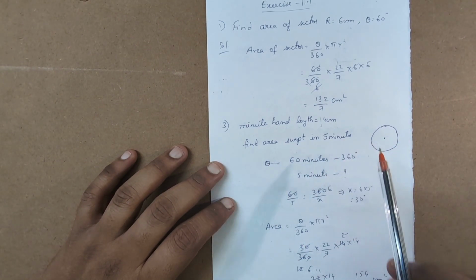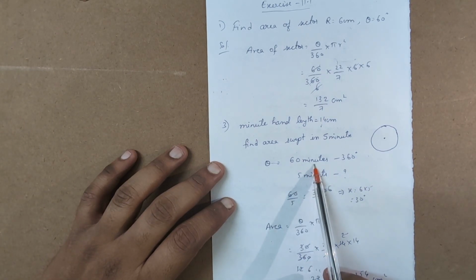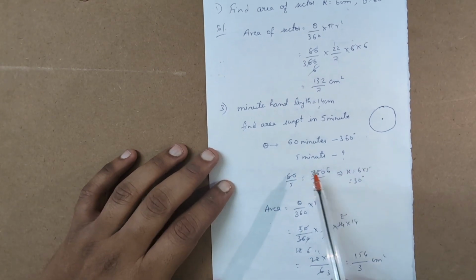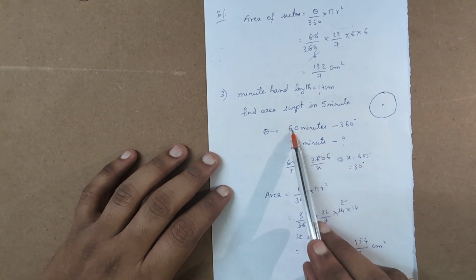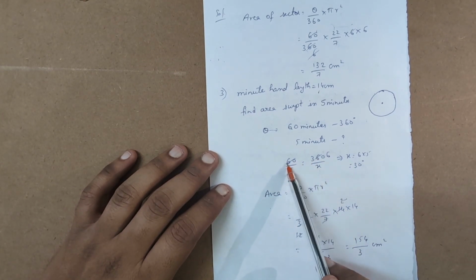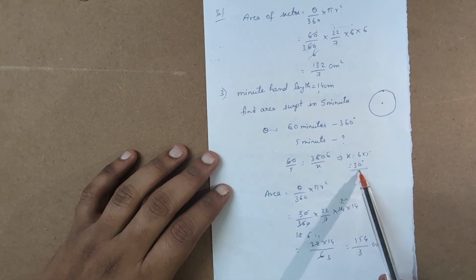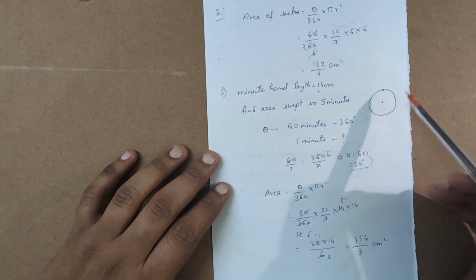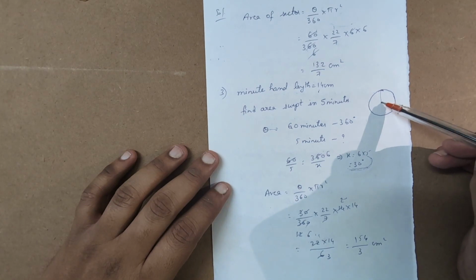And they are asking for the area in 5 minutes. So what is the total minutes in an hour? It is 60 minutes. So 60 minutes is the entire rotation. So 60 minutes equals 360 degrees. 5 minutes, how many degrees? So 60 by 5 equals 360 by x. 6 1s are 6, 6 6s are 36, then x will become 5 into 6, that is 30 degrees. So we got the theta angle here, which is 30 degrees. So 5 minutes means it will be like this.